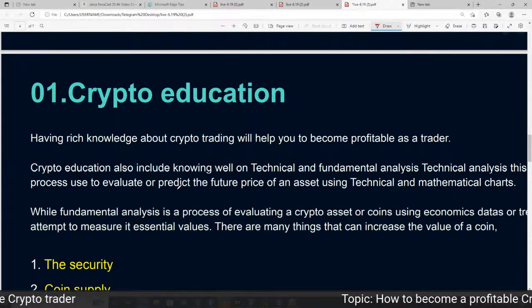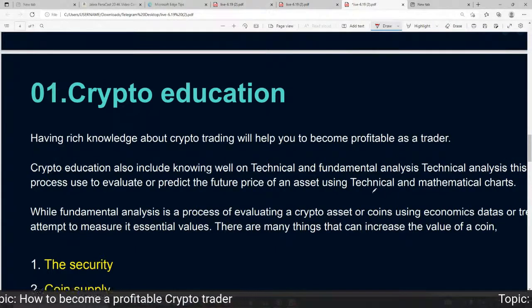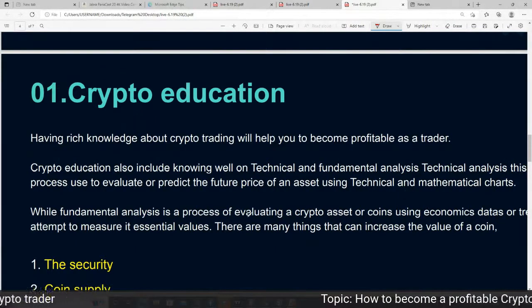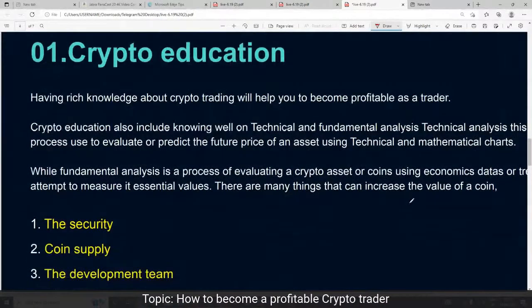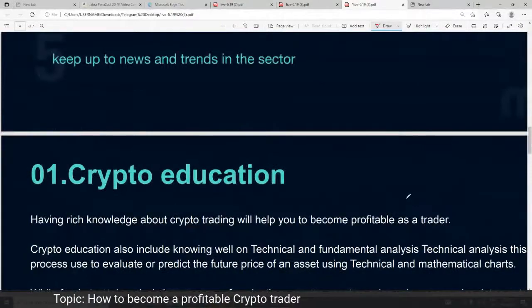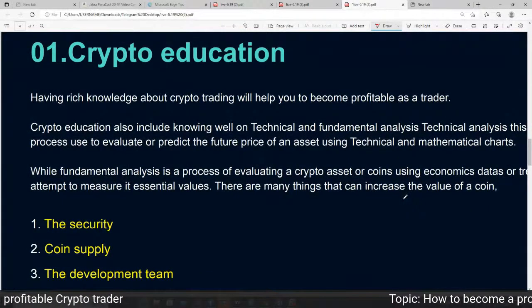Now, what is fundamental analysis? It is a process of evaluating a crypto asset, coins, using economic data in an attempt to measure their value. What is this saying? Using economic data to predict the future price of an asset.